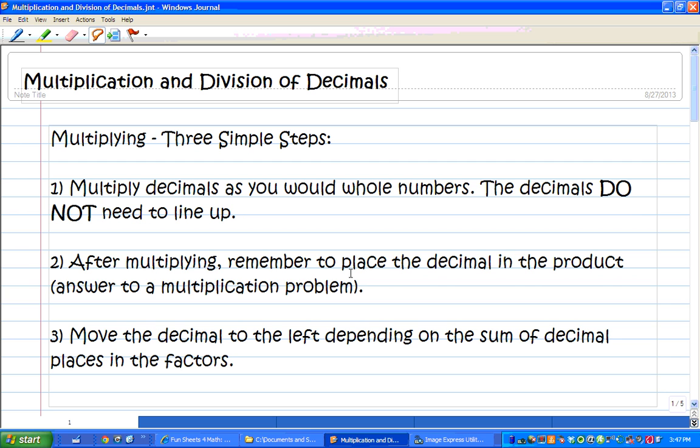Step 2, after multiplying, remember to place the decimal in the product, which is the answer to the multiplication problem. And then step 3, move the decimal to the left. How many places? It depends on the sum of the decimal places in the factors, which are the numbers that are being multiplied. So it's best if I just show you.